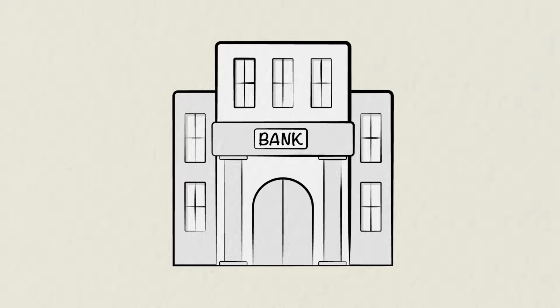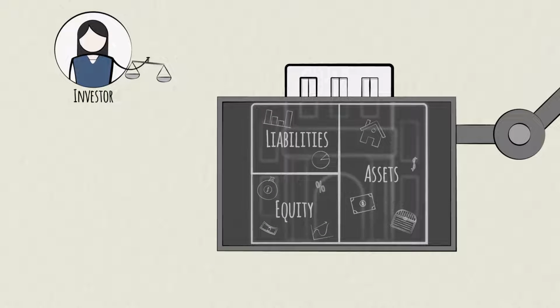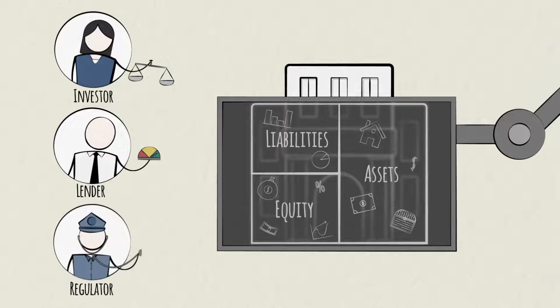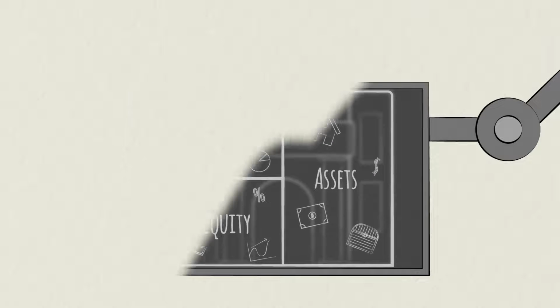The balance sheet is the bank's financial X-ray. It gives a high-level picture of how a bank sources and deploys its funds. Investors use the balance sheet to value the shares of the bank. Lenders use it to assess the bank's creditworthiness, and regulators use it to evaluate the bank's financial health. The balance sheet of a bank looks different than the balance sheet of a typical company.